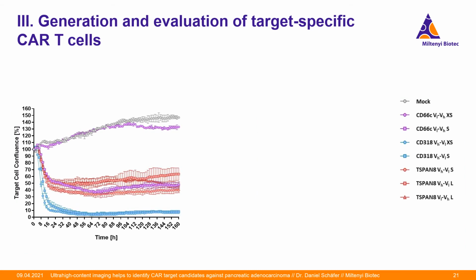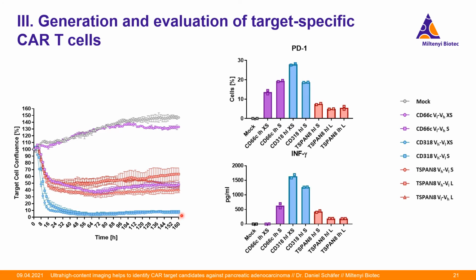However, this is not always the case, as you can see here. In gray you see again the mock control, and in violet you see the very short spacer targeting CD66C, and this seems to be ineffective in this assay. You have a few CARs that show intermediate efficacy, and you have two CARs that show highly efficient killing.